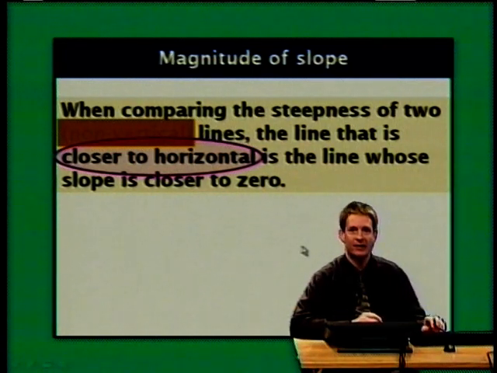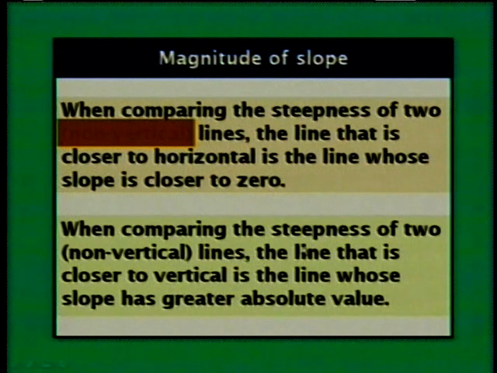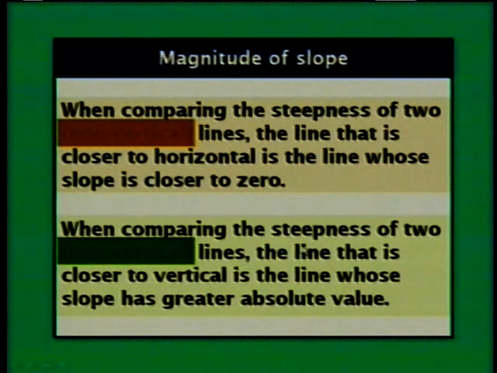Let's talk about the flip side of this statement. When comparing the steepness of two non-vertical lines, the line that is closer to vertical is the line whose slope has greater absolute value. Again, the non-vertical part is somewhat a technicality, so you might abbreviate this. When comparing the steepness of two lines, the line that is closer to vertical is the line whose slope has greater absolute value. There's a really common word some people choose to replace the phrase closer to vertical with. That is the word steeper. When comparing the steepness of two lines, the line that is steeper is the line whose slope has greater absolute value. Do whatever it takes to make you feel comfortable and intuitive about these two facts.